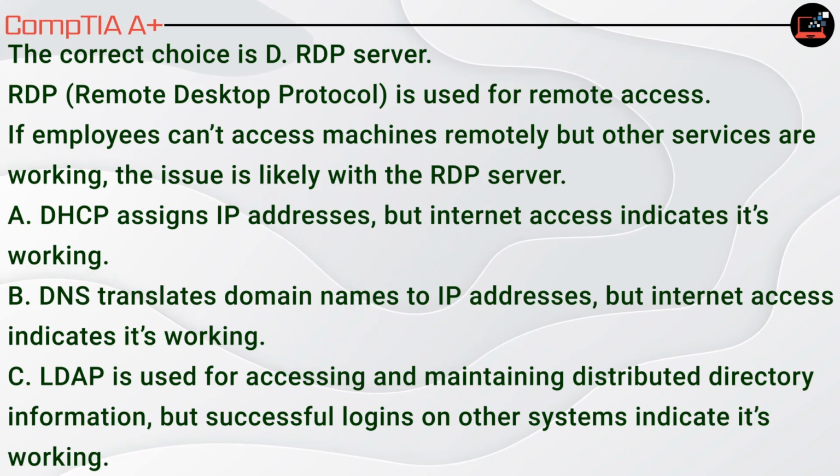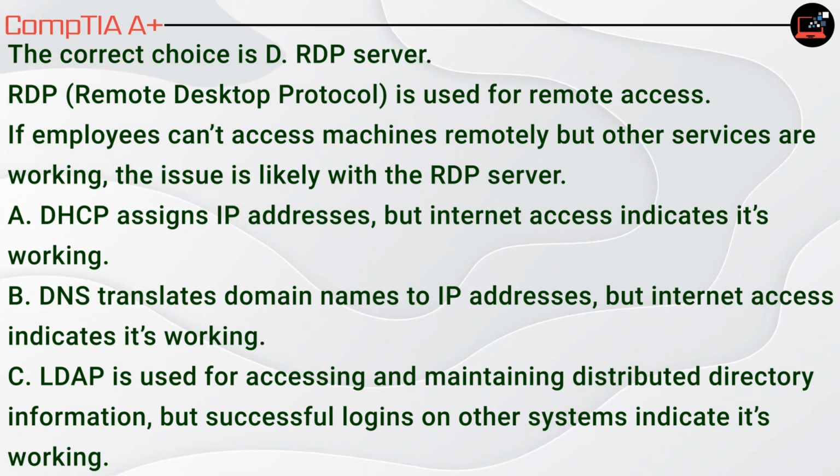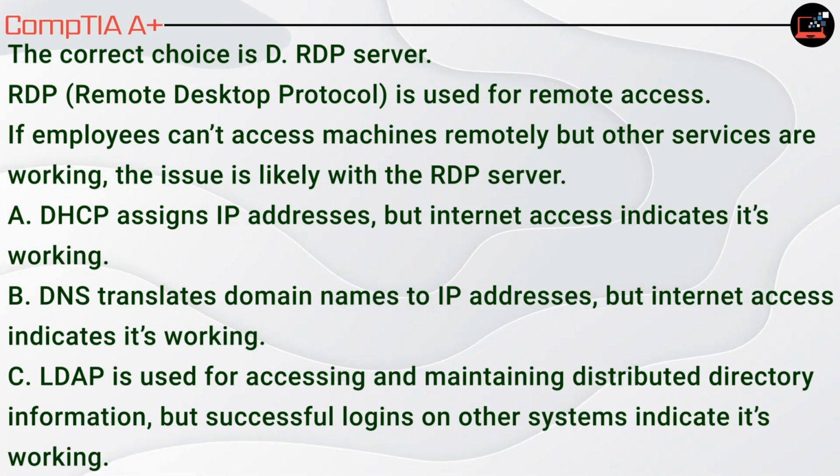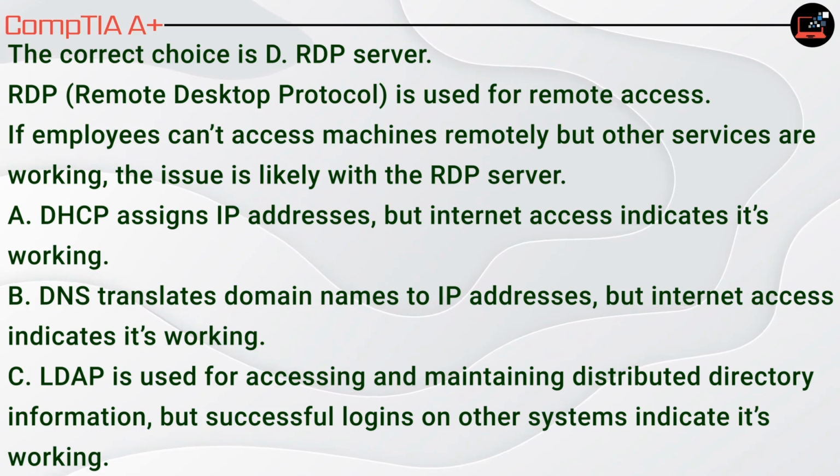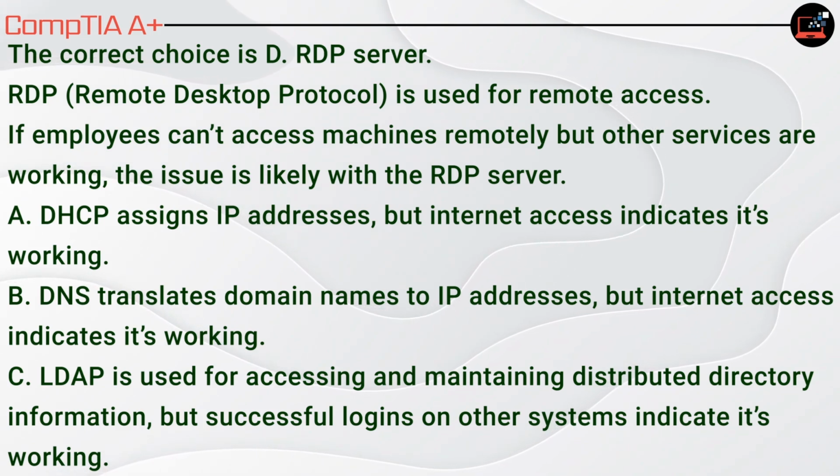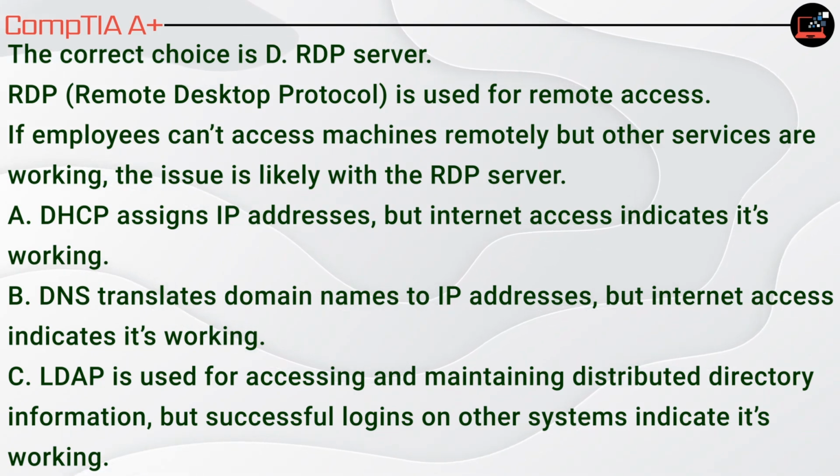A. DHCP assigns IP addresses, but internet access indicates it's working. B. DNS translates domain names to IP addresses, but internet access indicates it's working. C. LDAP is used for accessing and maintaining distributed directory information, but successful logins on other systems indicate it's working.